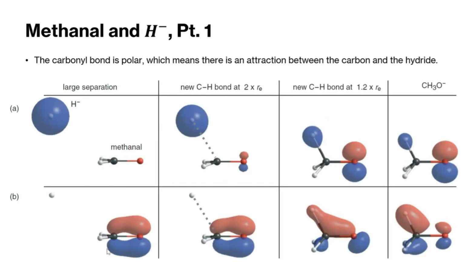What I need you to know is that the carbonyl bond is polar, which means that the oxygen will be partially negatively charged and the carbon will be partially positively charged, which creates an attraction between that positively charged carbon and the hydride ion, thus meaning that there will be an opportunity for this hydride ion to attack the pi antibonding orbital.